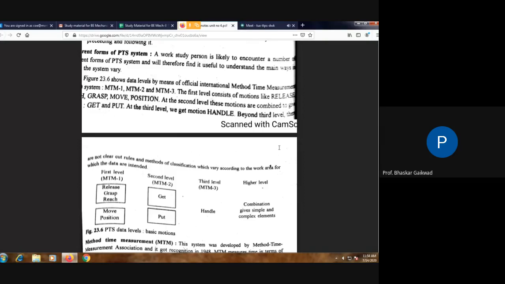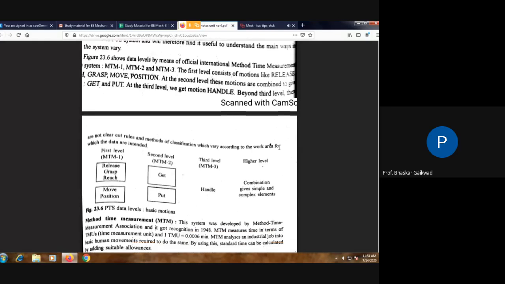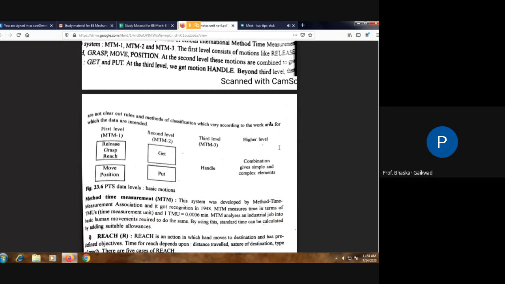So this is called the methods time measurement. This system was developed by the Methods Time Measurement Association. It got recognized in 1948. MTM measures the time in terms of TMU, time measurement unit. So this is also a great question in industrial engineering.